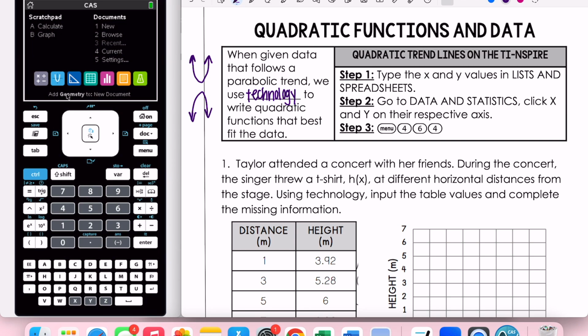Remember, our quadratic functions can either open up or down, so you can expect to see that. Now, when we are finding our quadratic trend lines on the Inspire, that's what we're using today when we reference the word technology. Our steps are going to be to type in the X and Y values into lists and spreadsheets, but we are actually never going to leave lists and spreadsheets. So these steps are going to be a bit different from steps 2 and 3. We will then stay in lists and spreadsheets, and to find the equation of our quadratic, we are going to press menu 416. Pressing menu 416, guys, is going to give you the values of A, B, and C of your quadratic function.